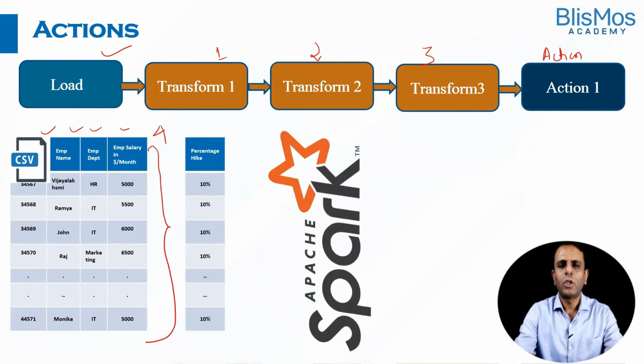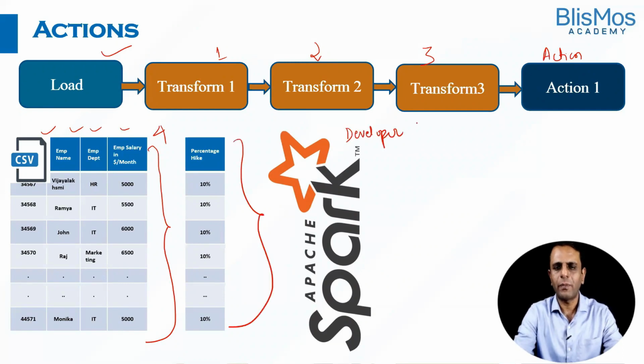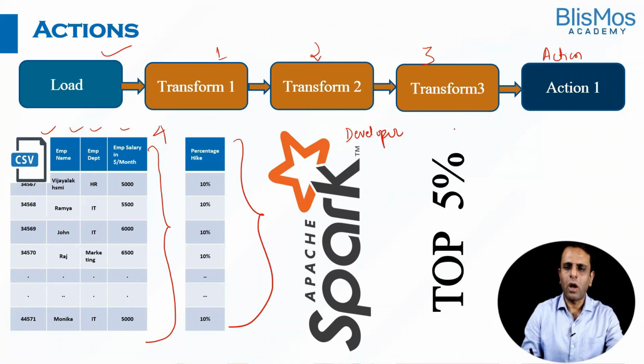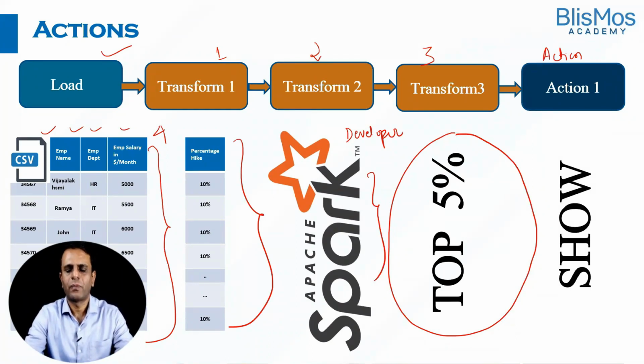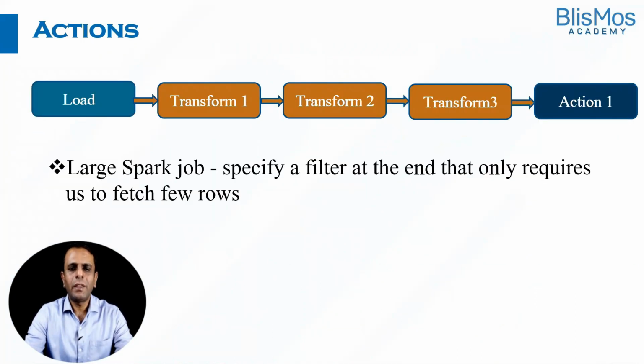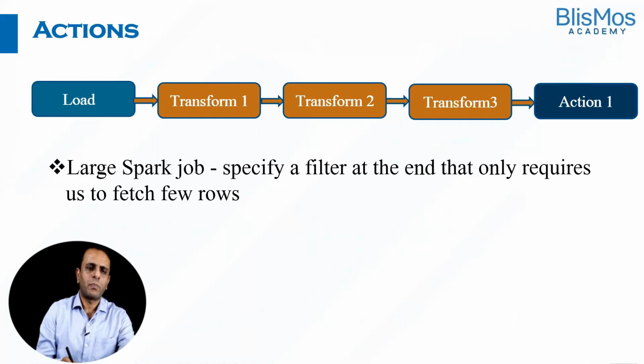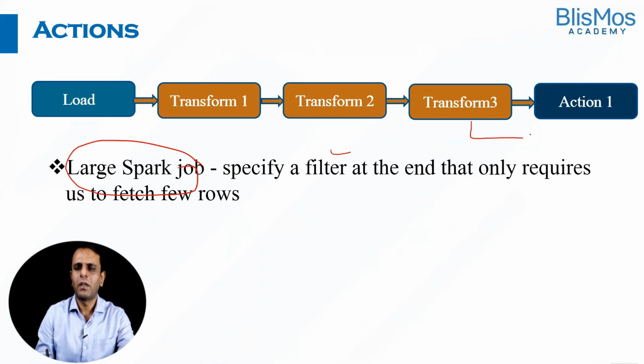Then after that, you want to filter only the Spark developers from this. After that is done, you want to see the top 5% of the Spark developers and you want to see them. This is the series of transformations and one action. If you really see here, in this transformation, there is a large Spark job, and we are specifying a filter at the end of the transformation. Here we are trying to understand Spark developers, top 5%. That is the final filter.